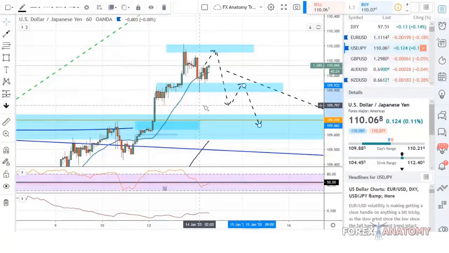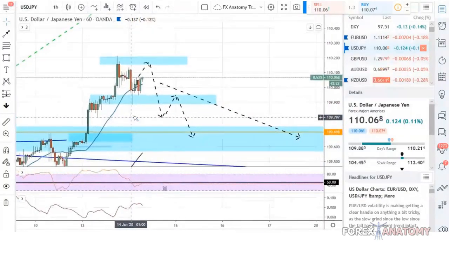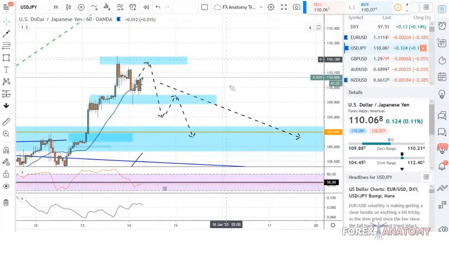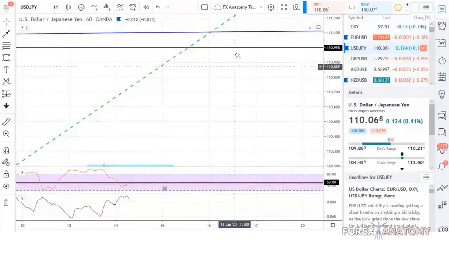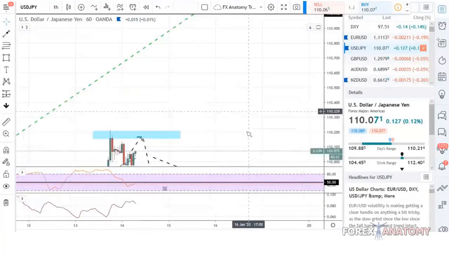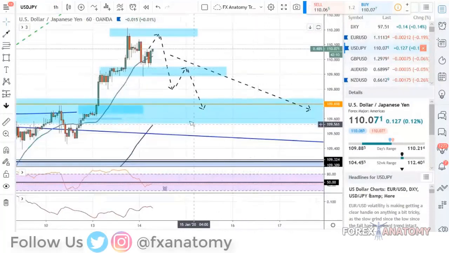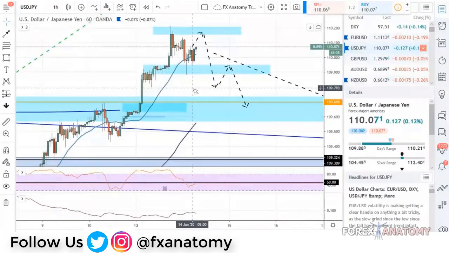And if you're a swing trader, you could hold your buy opportunity until price reaches this area right here at the 111 institutional or psychological level. So yeah, that's it, guys. I hope you guys got something out of us analyzing the US dollar, Japanese yen.